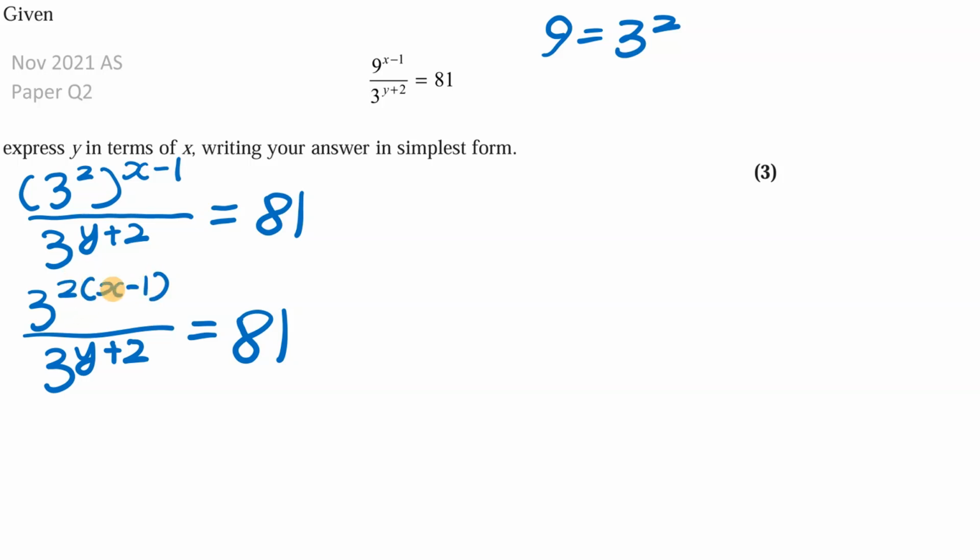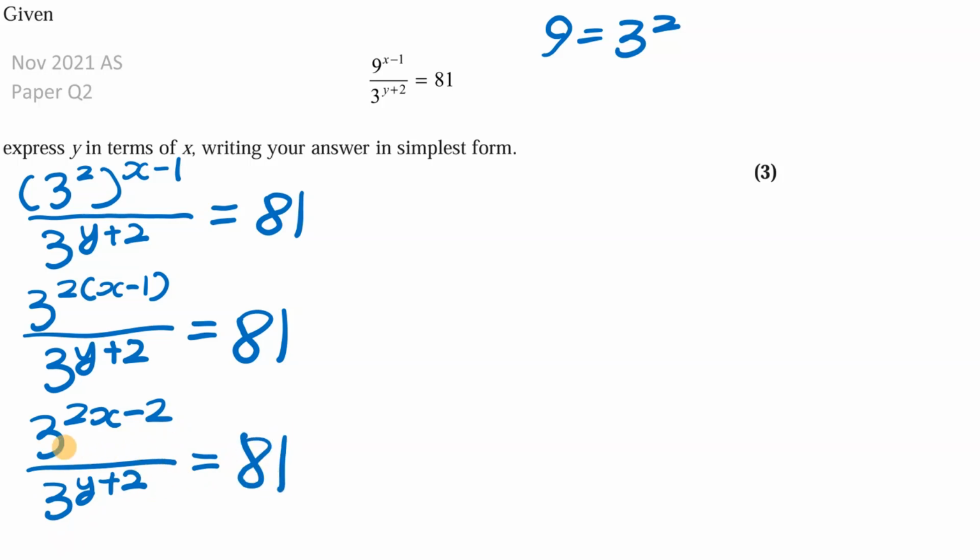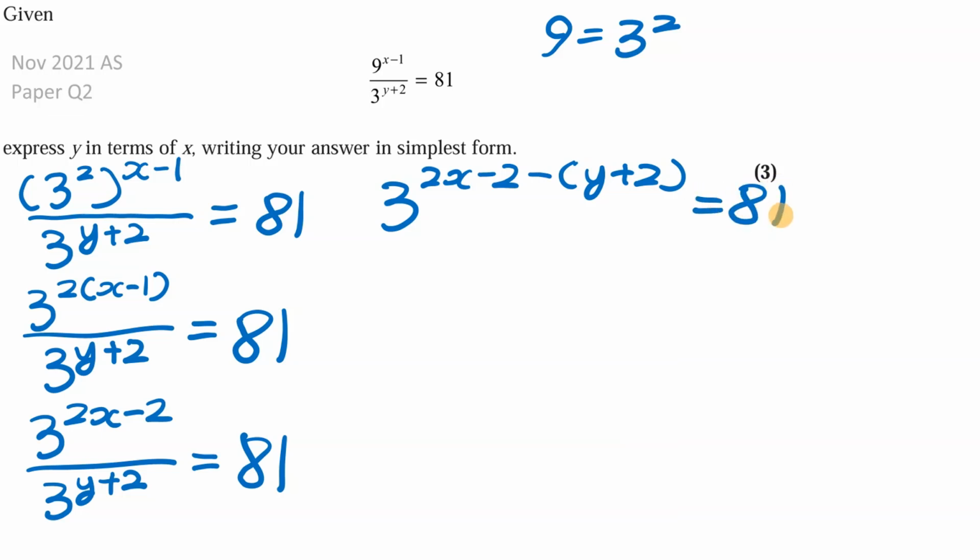And we can expand this bracket up here, this 2 times x minus 1. So this is going to be 3 to the power of 2x minus 2 over 3 to the power of y plus 2 is equal to 81. Now here we have this 3 to the power of 2x minus 2 divided by 3 to the power of y plus 2. So we can use our indices law here and write this as 3 to the power of 2x minus 2 minus this power here, this y plus 2, and this is equal to 81. It's really important here to remember to put brackets around the y plus 2 because we're minusing this entire thing.